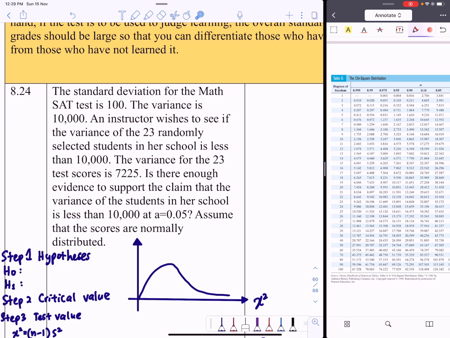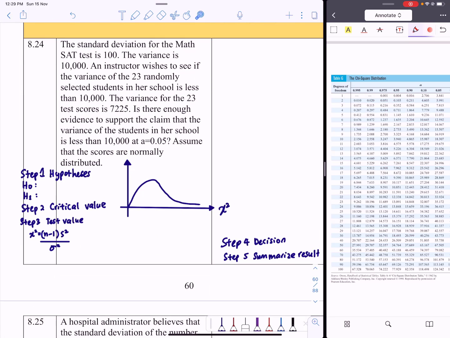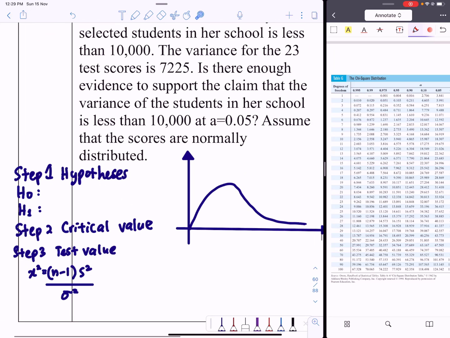If we look at this, they don't give you any mean. They only give you the variance. Variance there, variance here. You need to find the critical region lah. Also sama, the test value is also similar.